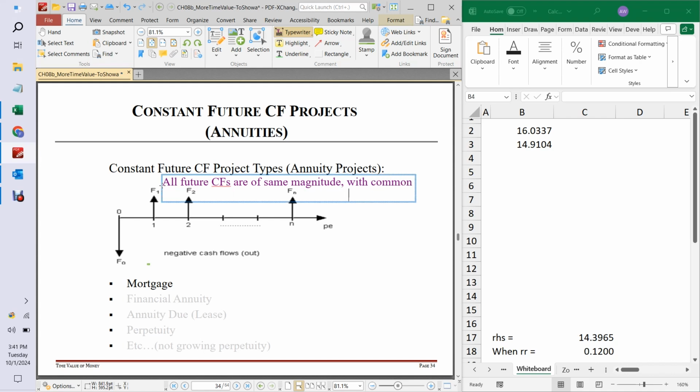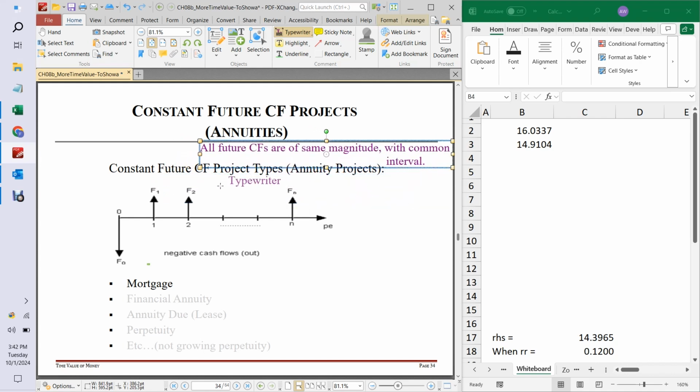And they have a common interval in time in between. You can see that very clearly in this cash flow diagram here. The magnitude of the first future cash flow is F1, F2 is the same as F1, et cetera. So let's put that in here. Let's say F1 is equal to F2 equal to ... equal to Fn. So all of those future cash flows have the same magnitude, and the interval in time between them all remains constant.